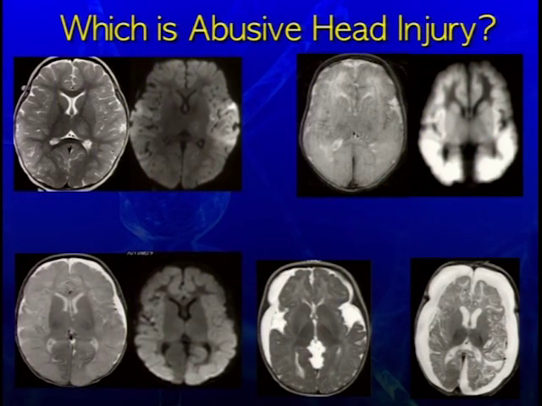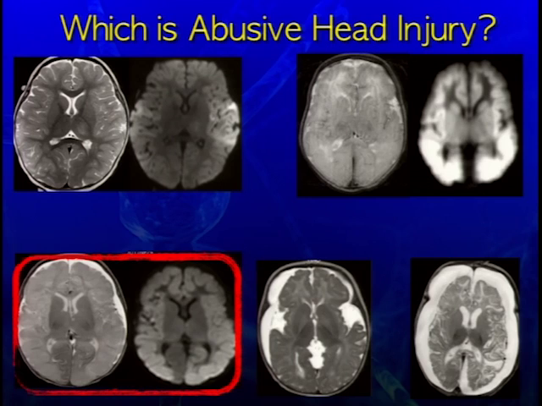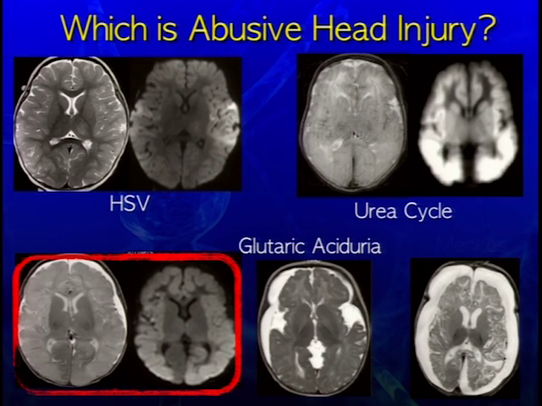So the last question: which is abusive head injury? I'll give you 1, 2, 3, 4, and 5 choices. And it's sometimes hard when you're given a case cold and you don't have the history, but it's good to have a differential in mind when you approach these. So the right answer is this one here, and we'll go through each of the cases and discuss a differential diagnosis now. This was herpes simplex virus, urea cycle metabolic disorder, glutaric aciduria, and Menkes syndrome.